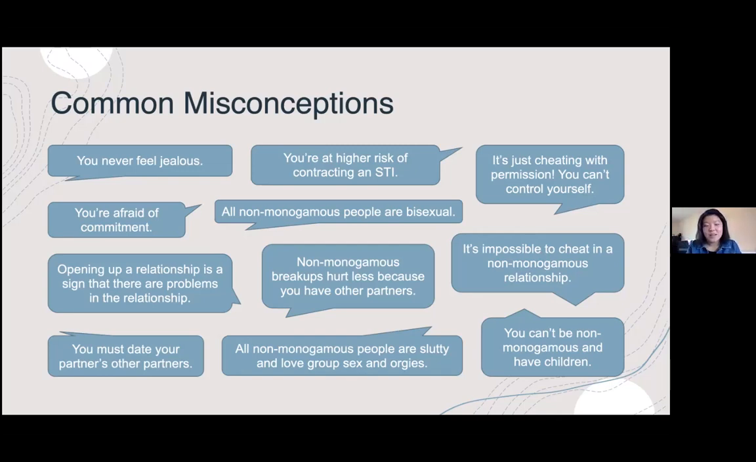And that leads very conveniently on to my last misconception, which is you can't be non-monogamous and have children. Non-monogamous people are just like anyone else. They have jobs, they have lives, and they can absolutely build families with multiple partners. Some people choose to have one partner who they build a family with, and both of them occasionally see other people. Or you can have arrangements like the one I just described, where three or more people raise kids together.